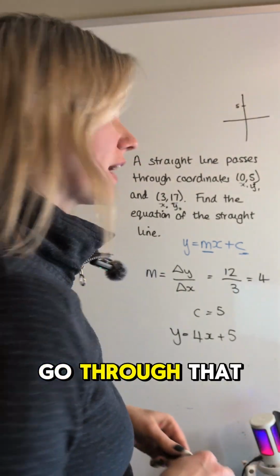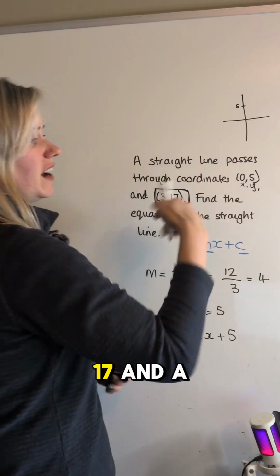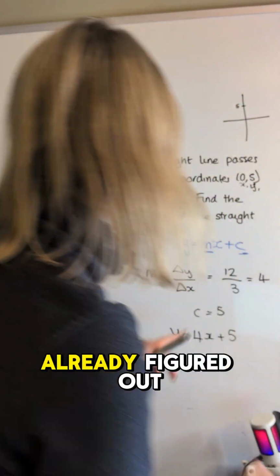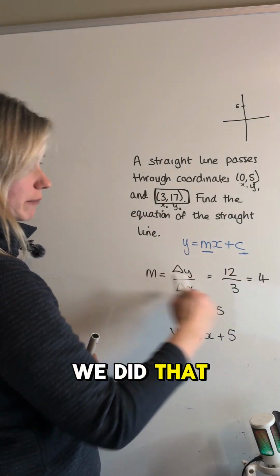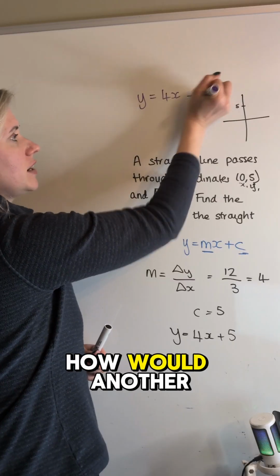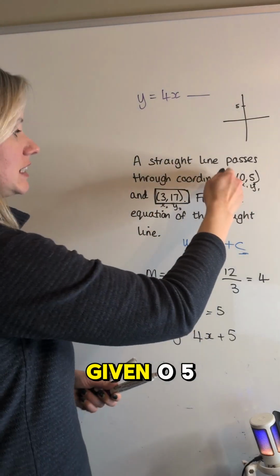What would we do if we were not given the coordinate 0, 5? I'm just going to go through that as well. So imagine you were only given the coordinate 3, 17 and a different coordinate, but we were not given 0, 5. Now, we had already figured out what m was. We knew it was y equals 4x. We did that by this. So we knew it was y equals 4x. How could we figure out what the y-intercept is if we're not given 0, 5?